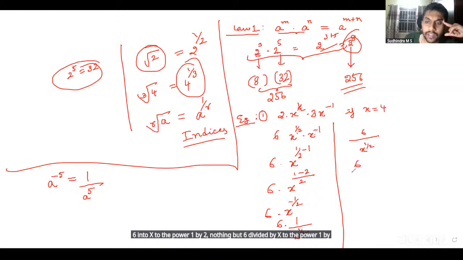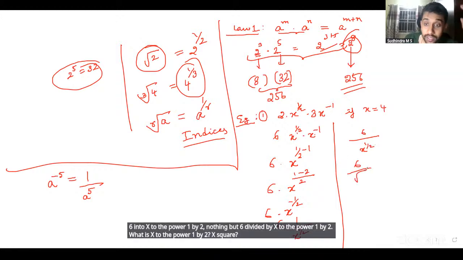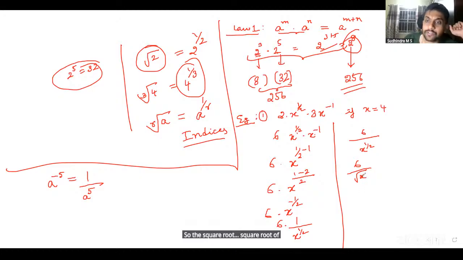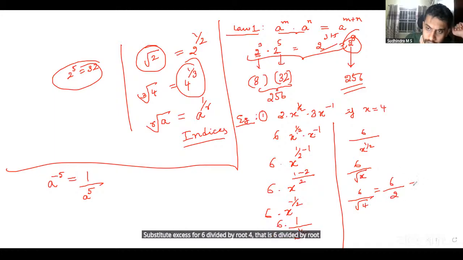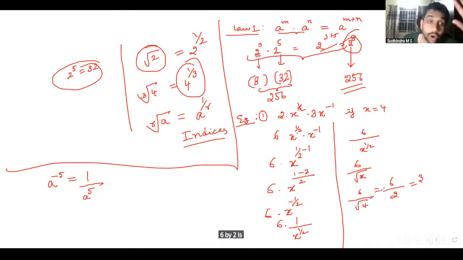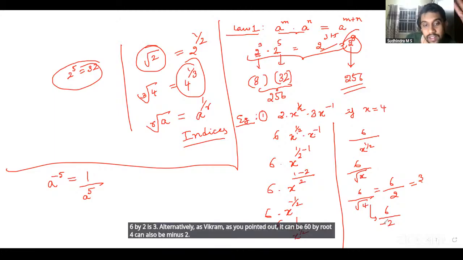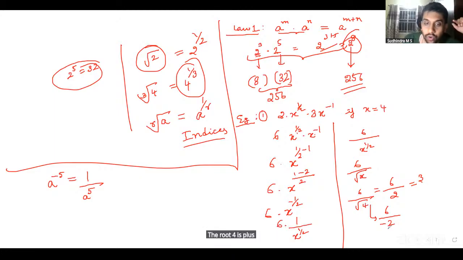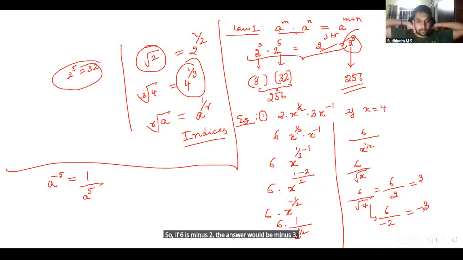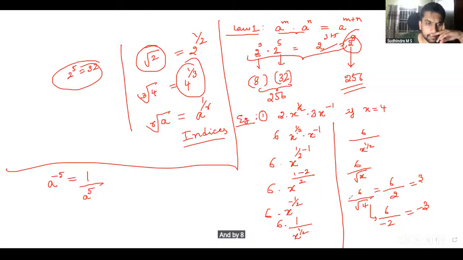What is x to the power 1 by 2? Square root of x. Substitute x as 4. 6 divided by root 4. Root 4 is 2. 6 by 2 is 3. Alternatively, as you pointed out, Vikram, root 4 is plus or minus 2. So, if it is minus 2, the answer would be minus 3. Are we clear?